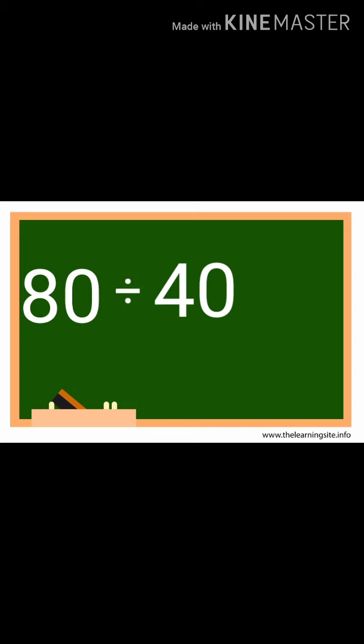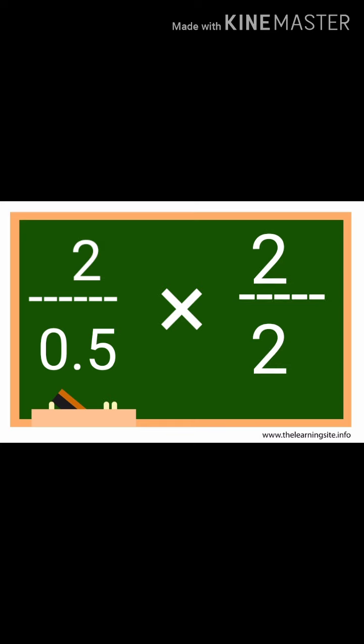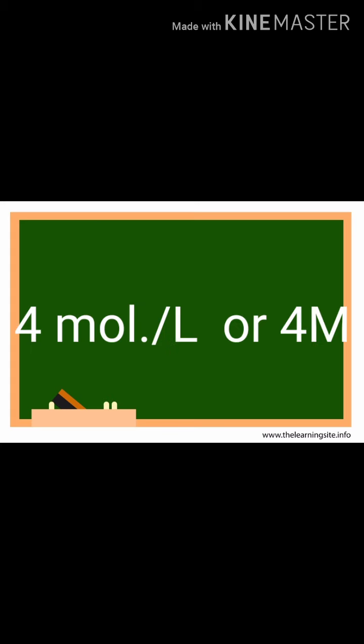Now, let's divide the moles by the volume. So, 80 divided by 40 is 2. And 2 is divided by 0.5. Well, if you multiply the top and bottom by 2, the result will be 4 over 1. So the molarity of the solution is 4 moles per liter, or simply 4 molar.